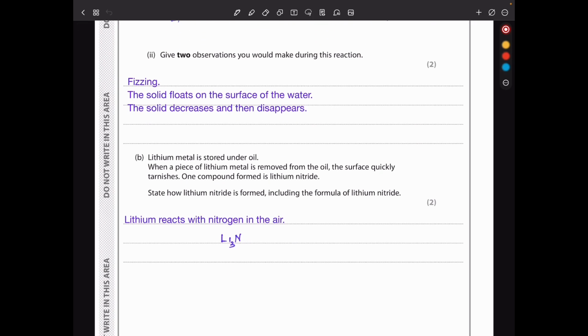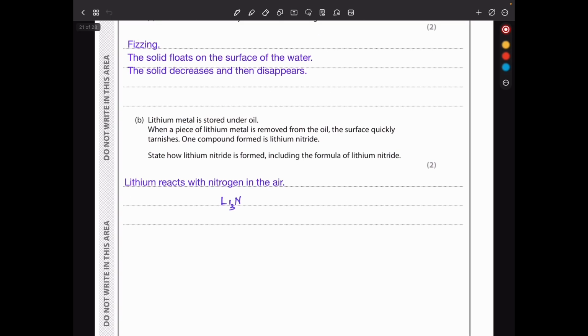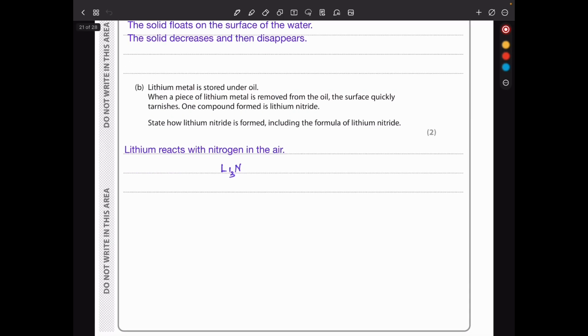Then they say lithium metal is stored under oil. When a piece of lithium metal is removed from the oil, the surface quickly tarnishes. One compound formed is lithium nitride. State how lithium nitride is formed, including the formula of lithium nitride. So it's going to be formed as lithium reacts with nitrogen in the air, and it's Li plus N3 minus, so the compound is going to be Li3N.